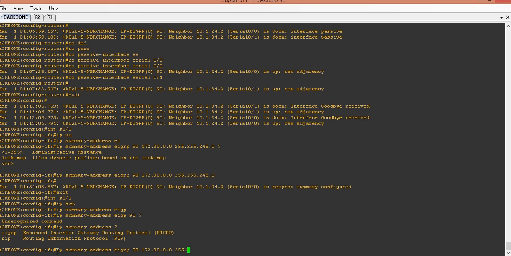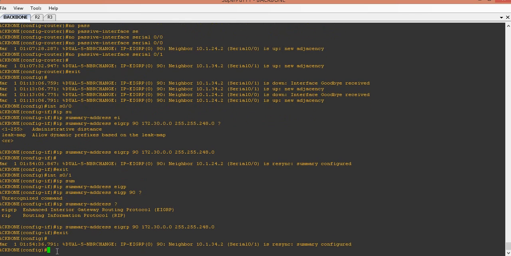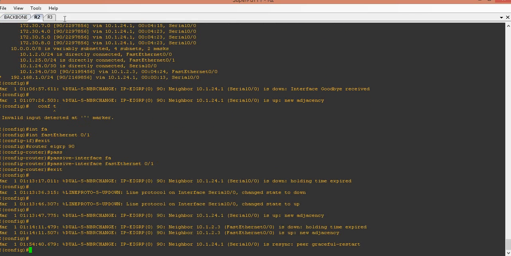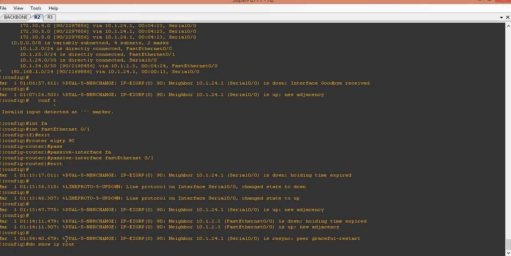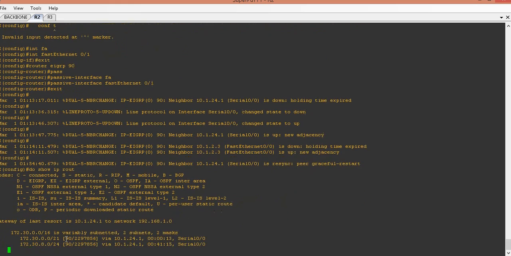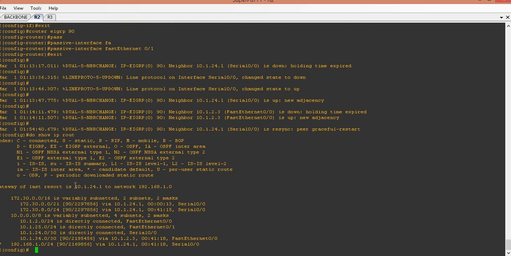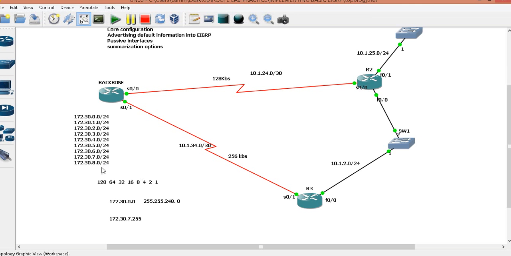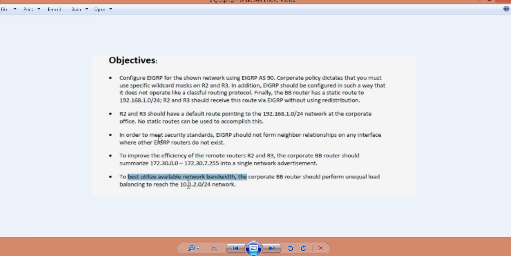172.30.0.0 to 255.255.248.0. Good. So now the routing table of router 1, router 2 and router 3 will be summarized, and it will be optimized. So I said do show IP route network 172. You see this last one. This is our summarized network, and you see this 172.30.8 because it is excluded in our summarization. We didn't include these 8 network segments. So that is done.